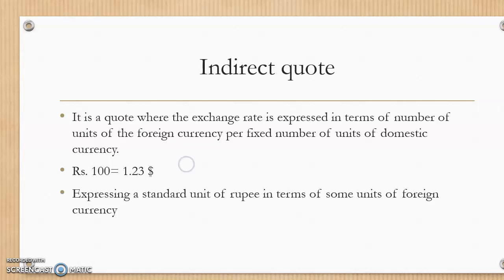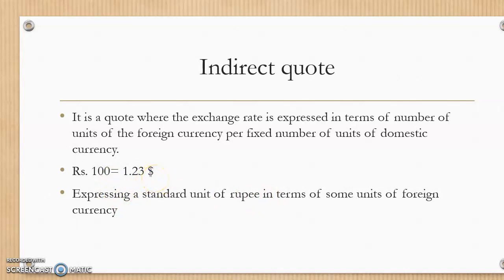What do you mean by indirect quote? An indirect quote is a quote where the exchange rate is expressed in terms of the number of units of the foreign currency per fixed number of units of domestic currency. So we can say that rupees 100 is equal to $1.23. What are we doing? We are expressing a standard unit of rupee, that is the domestic currency for an Indian, in terms of some unit of foreign currency, here in this case dollar.